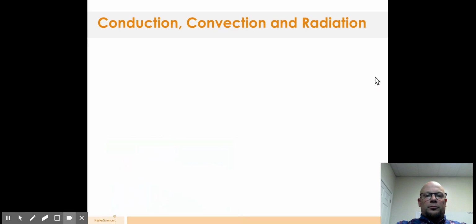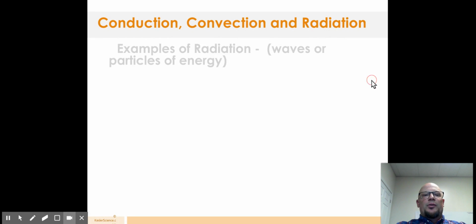And so, radiation doesn't need direct contact. It can move across space or across a room. And it doesn't necessarily have to do with air moving or water moving. It's just the heat that's coming off of it. So when you talk about a radiator heater, that's what it's doing. It's radiating that heat into the room.